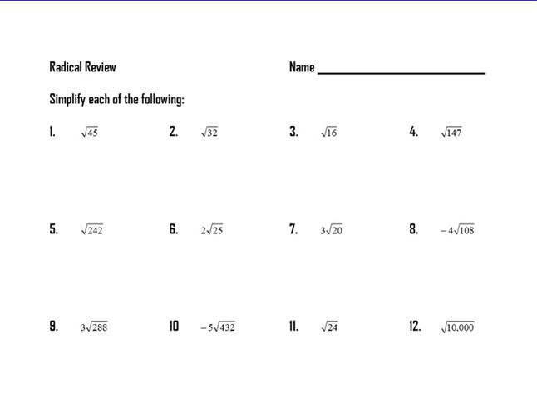Simplify each of the following. So we're looking at these, and we're looking at trying to break down the radicals so that they're in simplest terms. Number one, the square root of 45. There's two ways to do these. So the first way is that I want to look for a perfect square in there. And I know that 45 is 5 times 9.